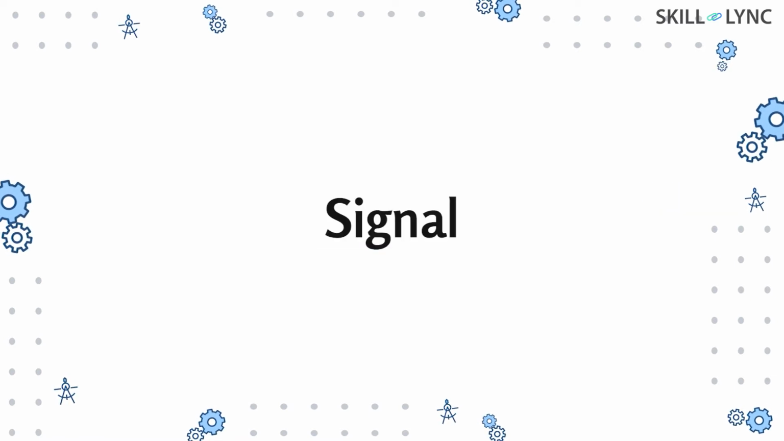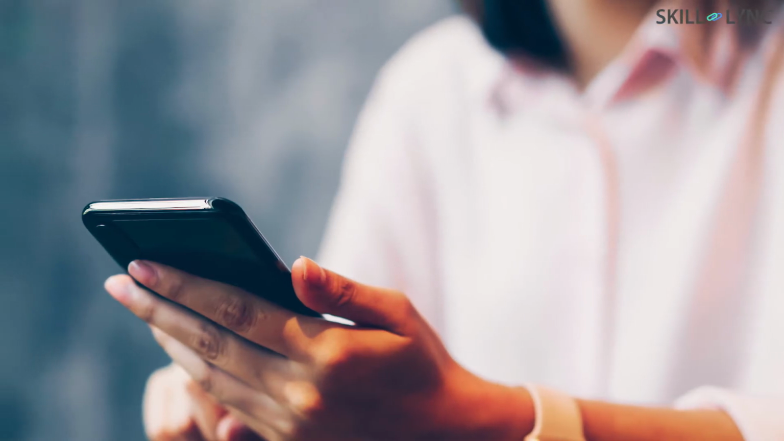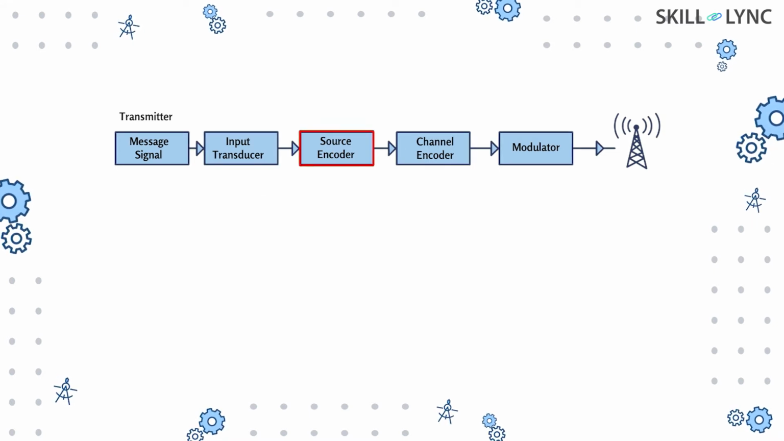Let's say that you're at the source end and you need to send a signal which can be an audio or video or even an image. Now, let's see how this message reaches the person at the other end. The signal will be first converted into an electrical signal with the help of a transducer. This signal will now be transferred to the source encoder.